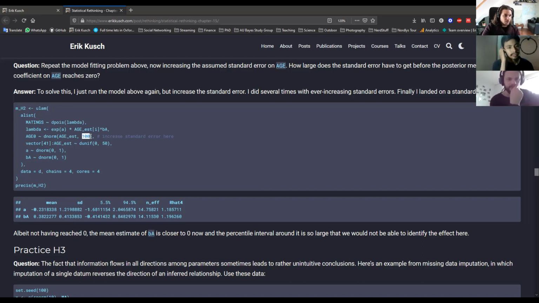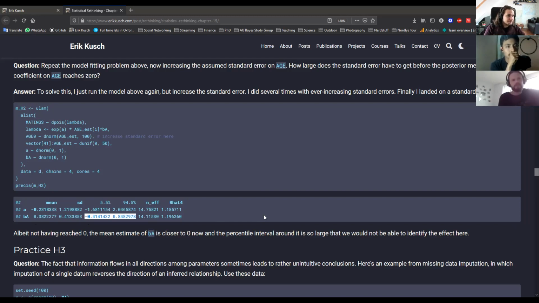I could have probably written a for loop that tests for this and then just spits out the right number, but that would just take way too long. So I just trial and error dialed this in on roughly 100. Our BA value has shrunk, but it's not completely 0 yet. However, I argue that the interval is so wide that we could not credibly say, oh, it's exactly 0.3.